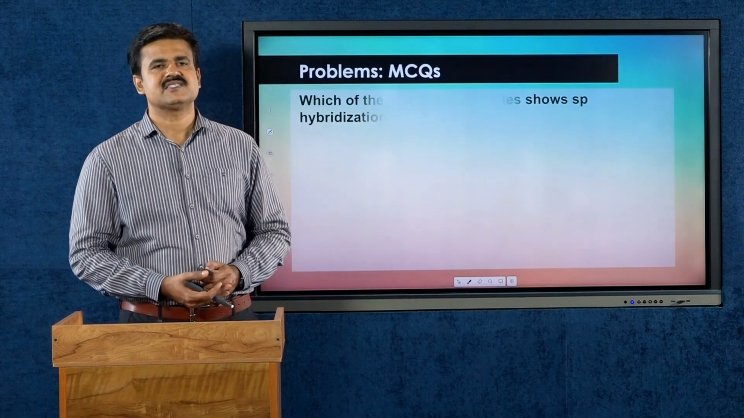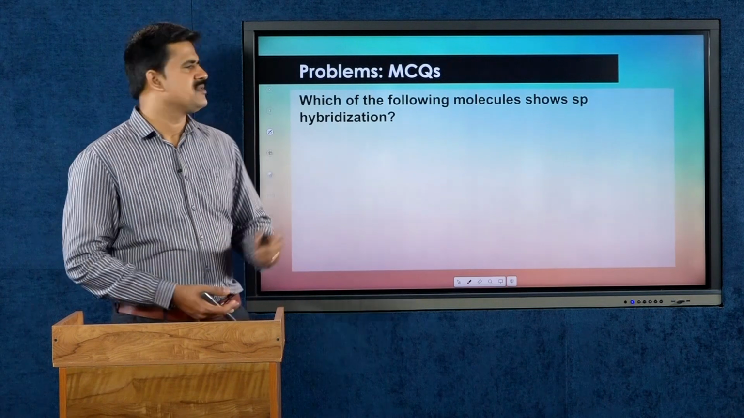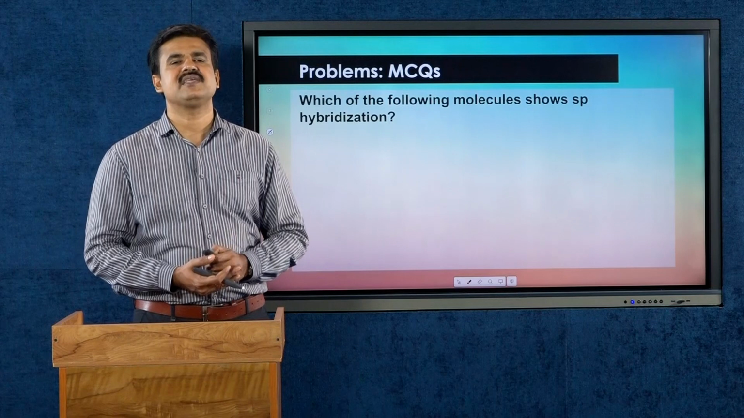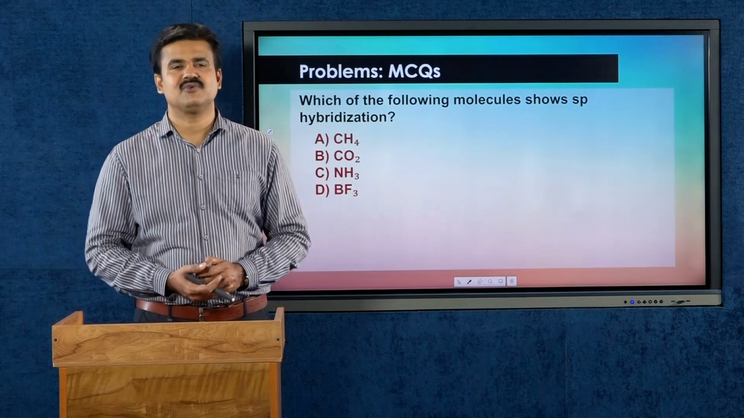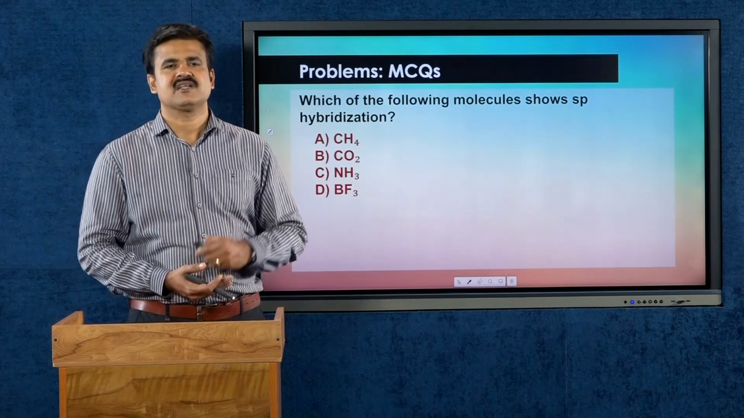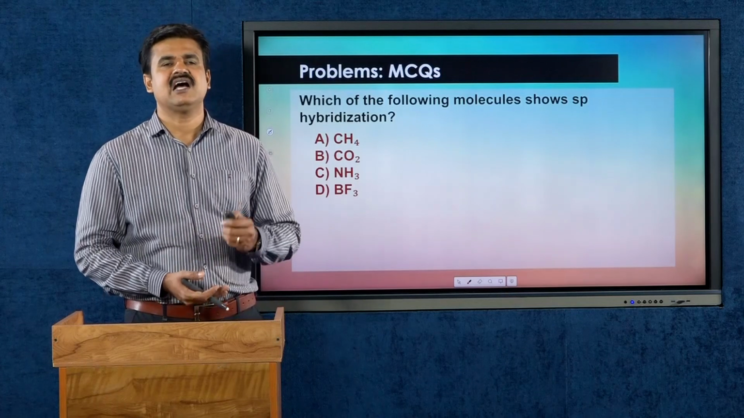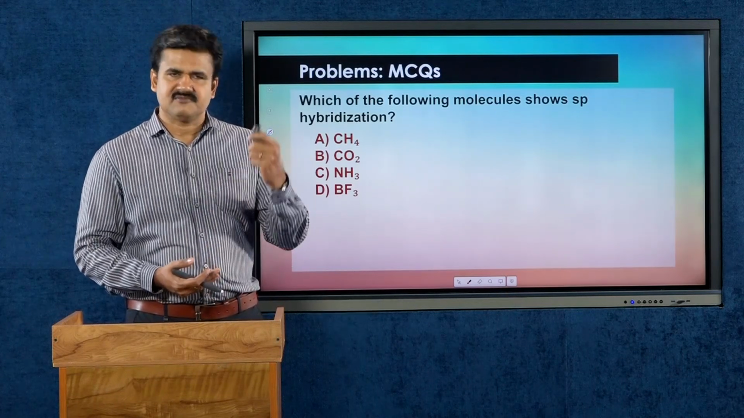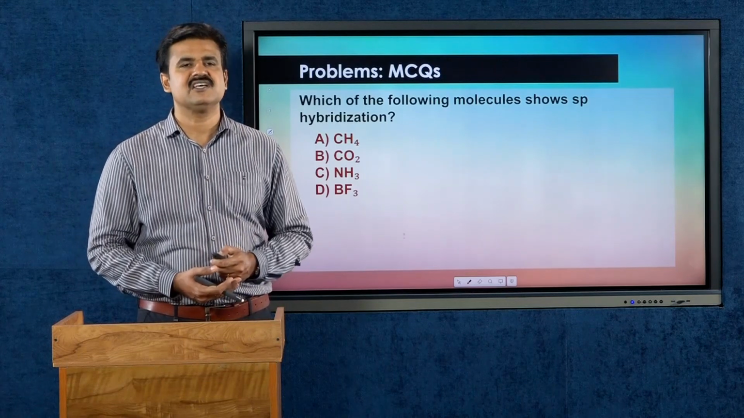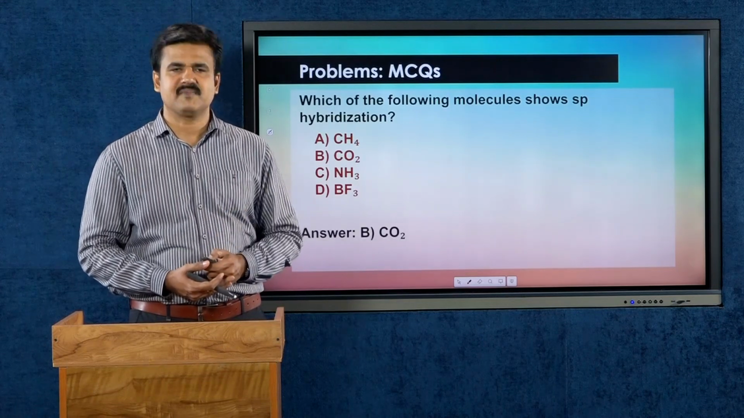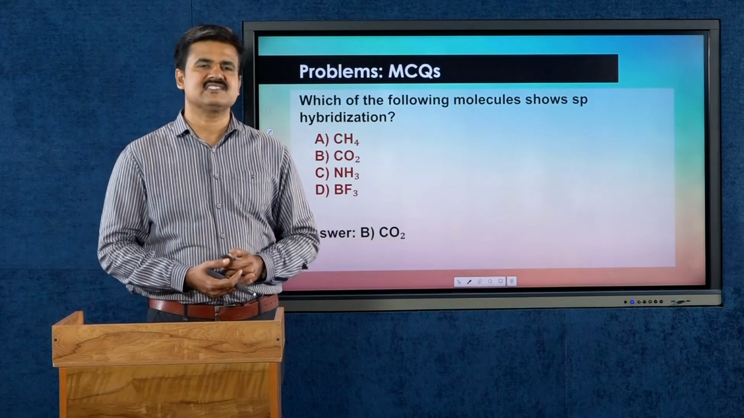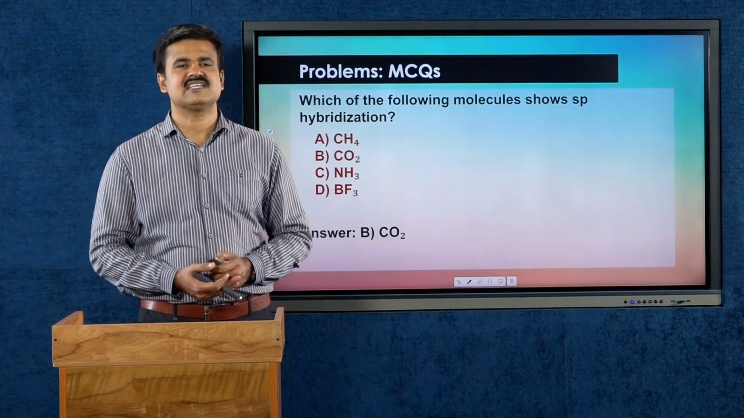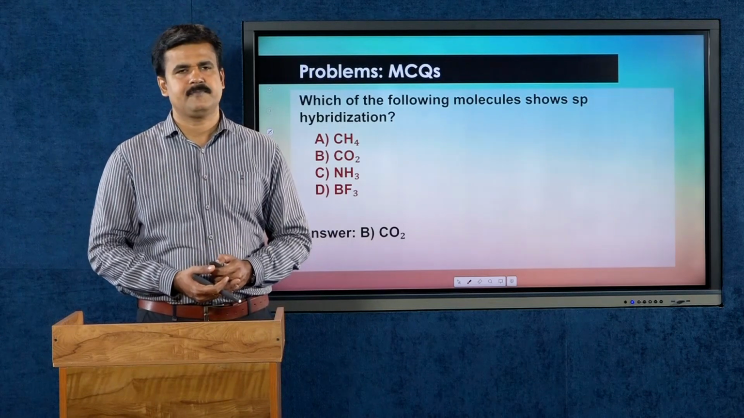The first MCQ in front of you is this: which of the following molecules shows sp hybridization? These are the 4 options: CH4, carbon dioxide, ammonia and BF3. On careful analysis of the 4 options, you can arrive at the conclusion that your answer is option B, carbon dioxide. In carbon dioxide molecule, the central atom carbon exhibits sp hybridization. It is associated with a linear shape.